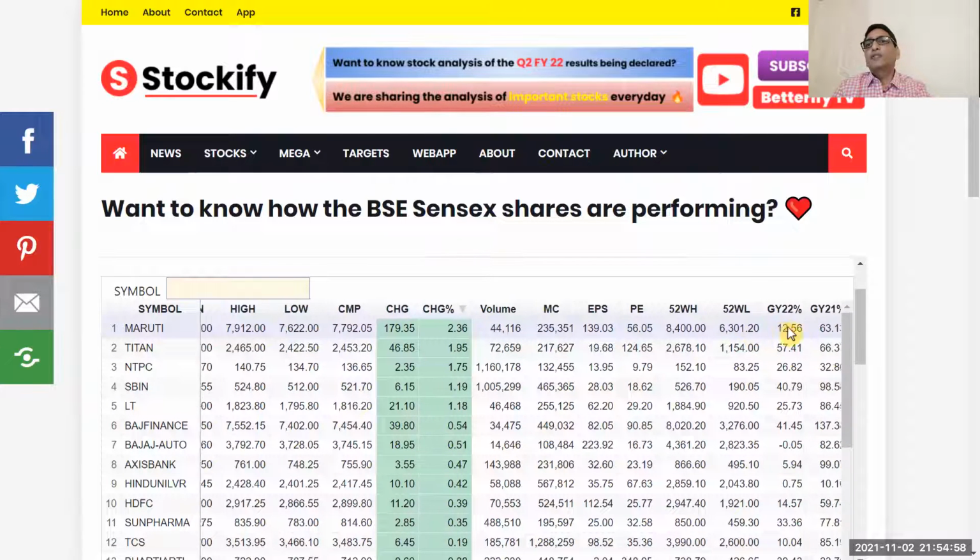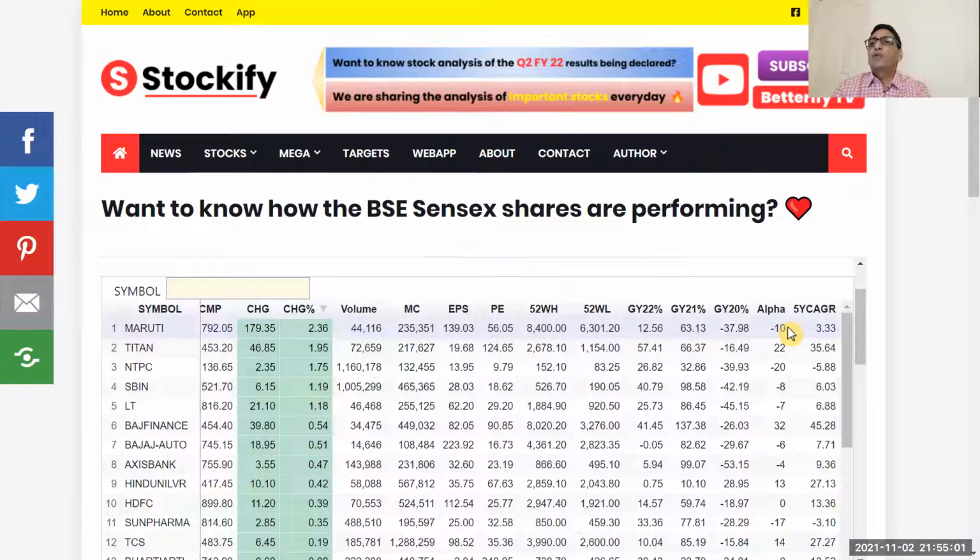And the same way, the other columns, like we just talked about, the growth. Let's say if it is Maruti, what growth Maruti gave. So Maruti increased by 12.56% during the current year, and it increased by 63% in the last year, and it declined by 37.98% in the financial year 20. All shares declined because in March there was a sudden fall of around 35% in just 3 days in March of 20 due to COVID. So that was the declining year for almost all stocks.